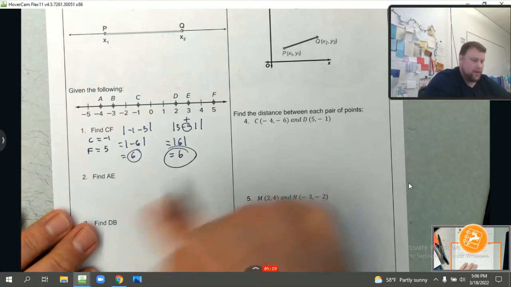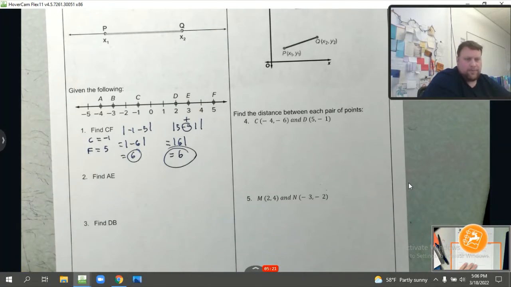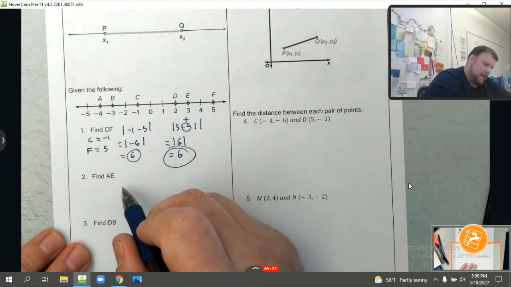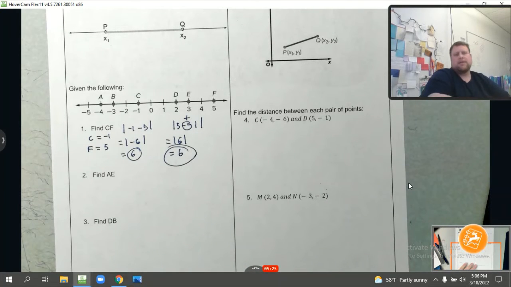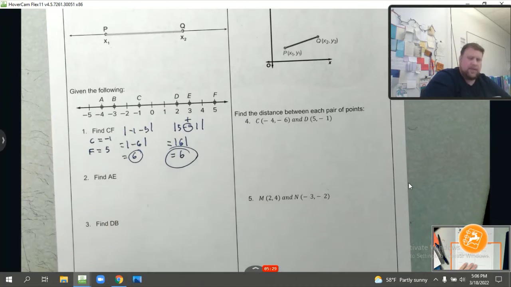Same answer. There you go. All right, find AE. Why don't you do that? Write down what A equals, what E equals. Go ahead and do the same for DB. Pause it, and then I'm just going to work it out. So are you ready? I'm assuming you pause it.